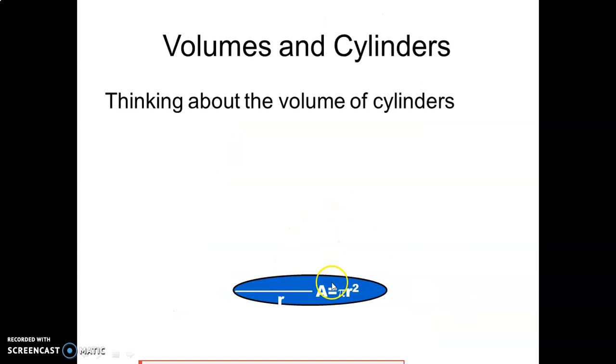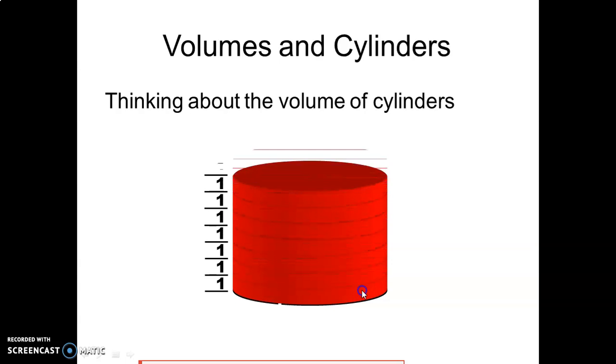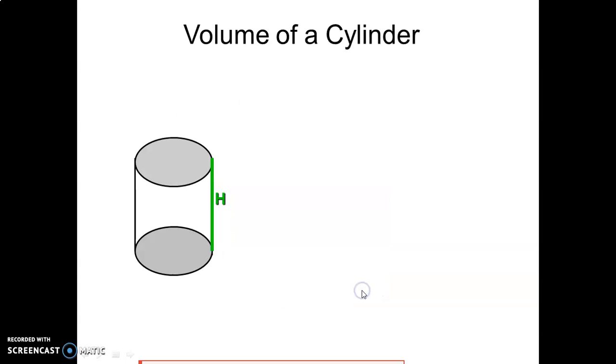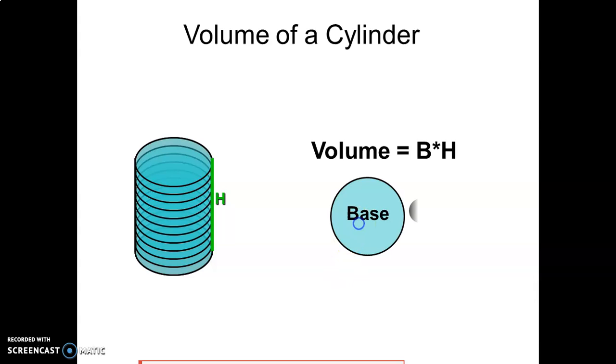Okay, volumes of cylinders work the same way. We have the base area, which is a circular area, pi r squared, and we're stacking it up in layers. So volume of a cylinder works the same way: base area times height. Let me run that again. Here we go. Here's the stacking of the bases up the height line. Volume, base area times height. In this case, our base area is pi r squared, times height.